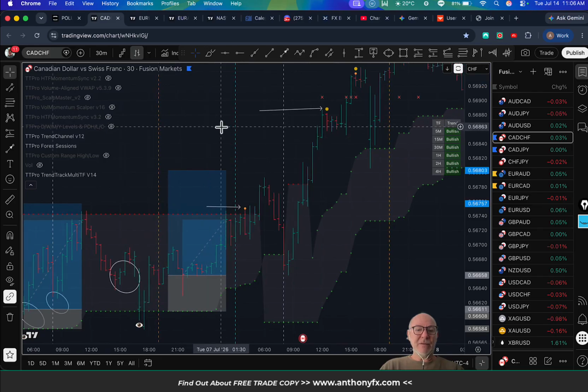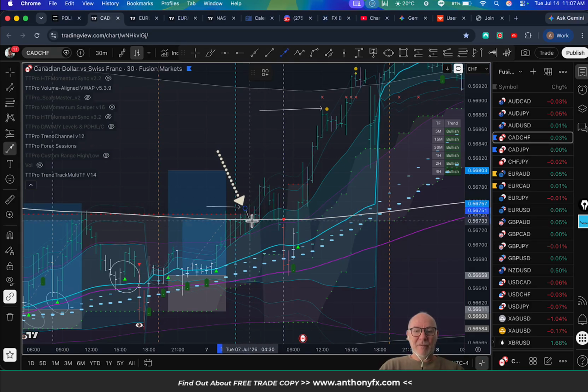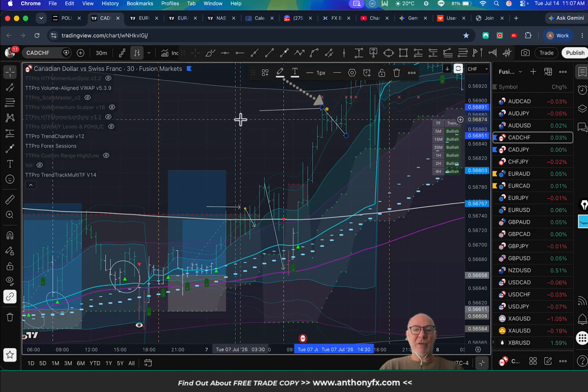Now, these signals coming off the trend channel. When we bring this back in, see how the bars are green? That's telling you it might pull back. Well, that was a pullback. It finally did pull back. There's a pullback. Okay, so it's telling you it might pull back.